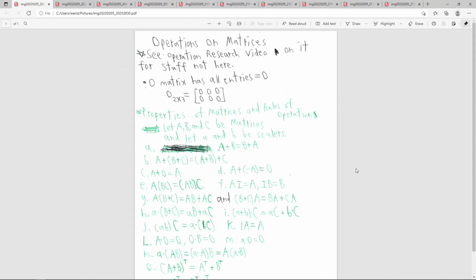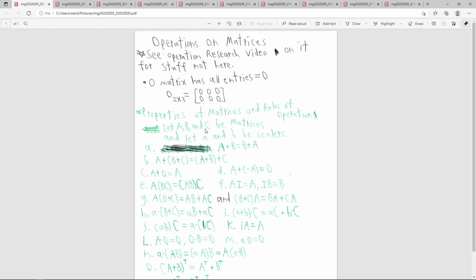So let's look at operations on matrices. Basically, Operations Research did a video on most of it, pretty much all the operations. So let's just do a quick rundown of a few things that weren't fully covered, mostly the different properties of matrices and rules of operation. But first, real quick, just to make a mention, the zero matrix has all entries equal to 0, just in case it wasn't obvious. So a 0, 2 by 3 would be 2 rows, 3 columns of all zeros. Otherwise, there's nothing crazy here.